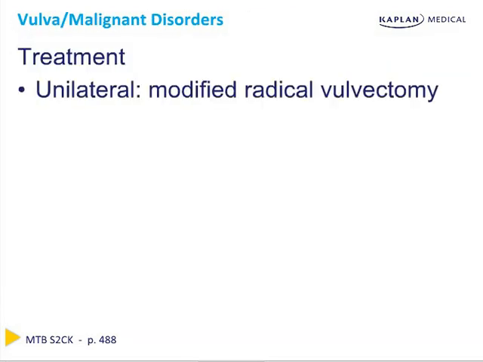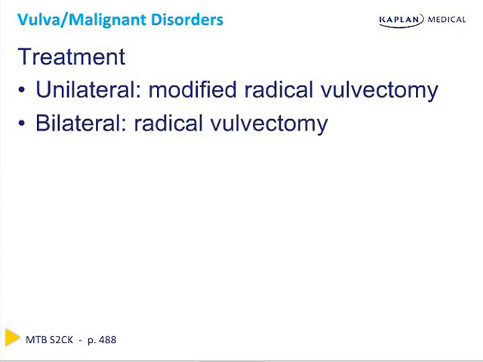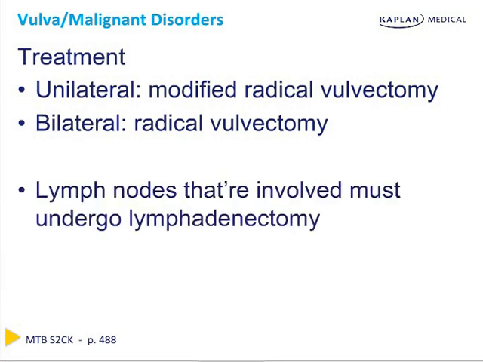Treatment depends on the disease. If unilateral, a modified radical vulvectomy can be performed, whereas if it's bilateral, a radical vulvectomy must be performed. If lymph nodes are involved, they must undergo lymphadenectomy, and at times concomitant chemo or radiation therapy can be used.